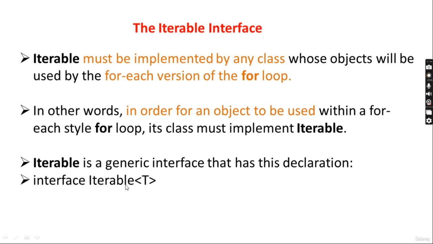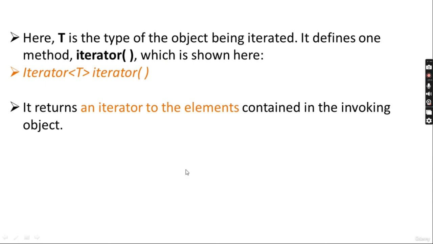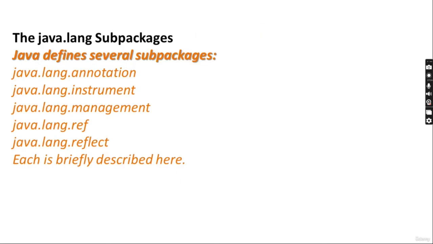What is the declaration? interface Iterable<T>. Here T is the type of object being iterated. It defines one method, iterator, which is shown here: Iterator<T> iterator(). It returns an iterator to the elements contained in the invoking object.